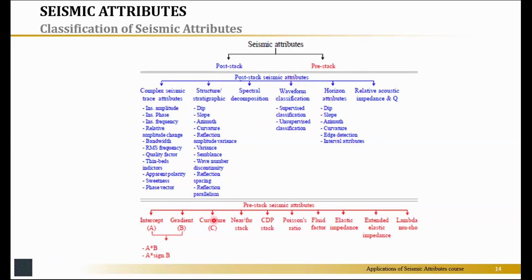For the pre-stack seismic attributes, from the pre-stack seismic data you can generate the intercept volume, gradient, curvature, near and far stacks, Poisson ratio, fluid factor, and even elastic impedance, extended elastic impedance, and lambda rho. Of course, some properties like geomechanical properties, such as the brittleness index, can also be used to guide the interpretation of fractures. So there are many seismic attributes, as we said before.